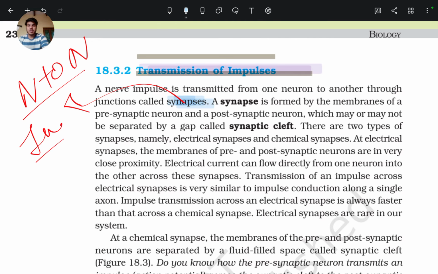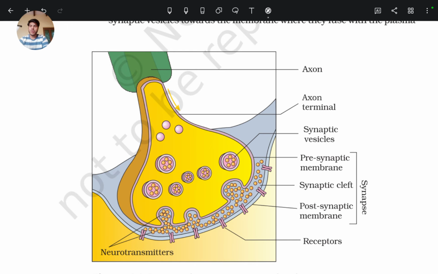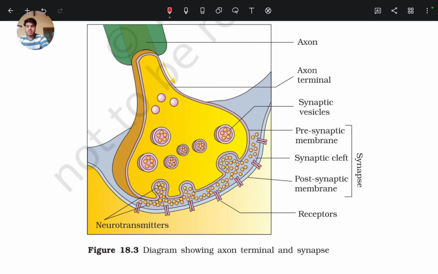So let's get started. A nerve impulse is transmitted from one neuron to another through the junction called synapses. A synapse is formed by the membranes of a presynaptic neuron and a postsynaptic neuron. Pre means the previous neuron and membrane, and this is the post neuron membrane.